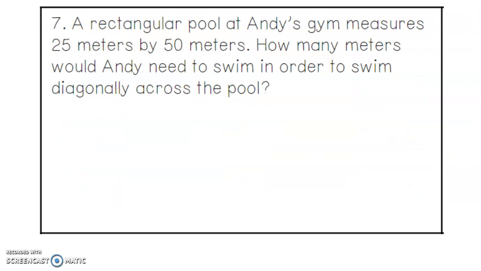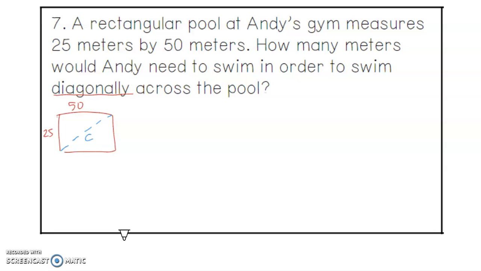Okay, let's look at stories here. We have a rectangular pool at Andy's gym that measures 25 meters by 50 meters. I like just creating visuals here. So 25 by 50, here's his swimming pool. How many meters would Andy need to swim in order to swim diagonally across? So diagonal is corner to opposite corner, right?